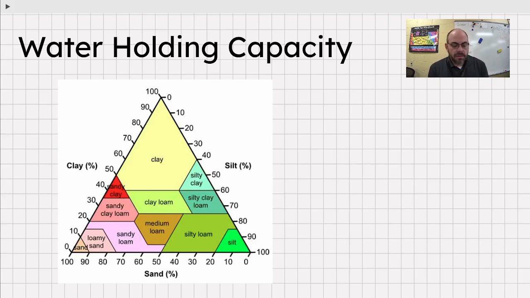Sand is very large particles comparatively to clay, low surface area to volume, so very low water retention and very high drainage, sort of the opposite, right? Doesn't do well at holding nutrients. Silt has sort of intermediate properties, meaning it's in between those two.